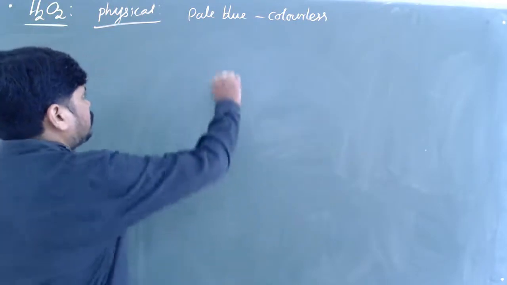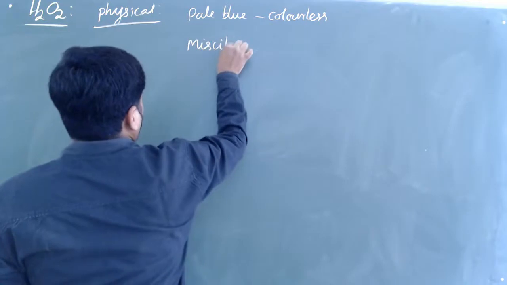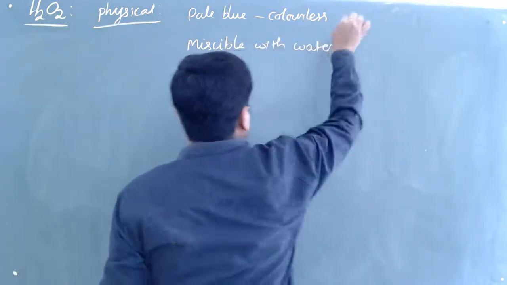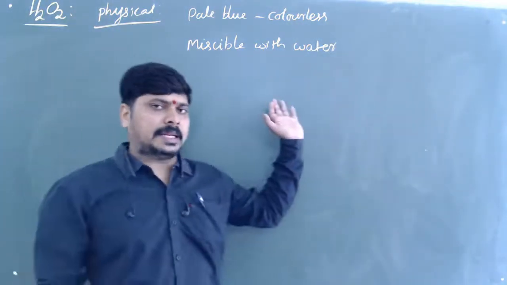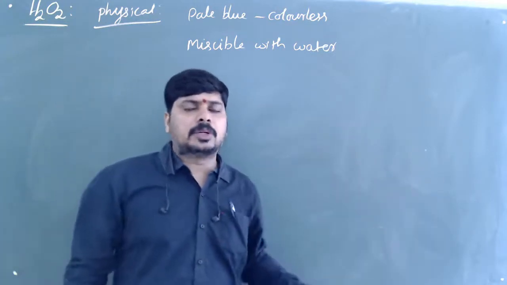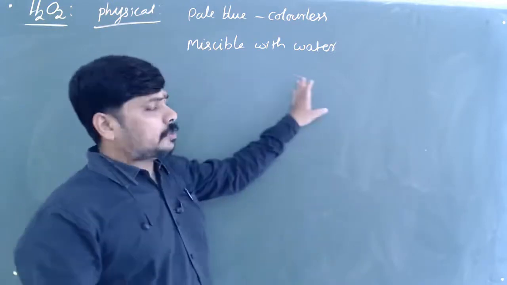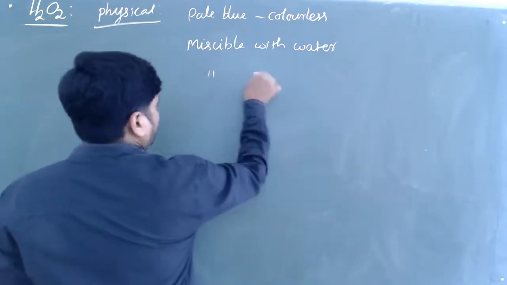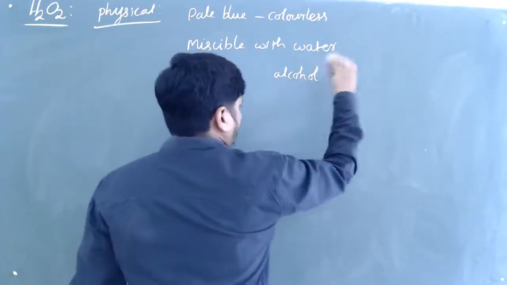Now this one is going to be miscible with water in all proportions. That's why we took earlier 1%, 30% and 85% H2O2, where the rest is nothing but the water composition. So it is miscible with water in all proportions, and it can also be miscible with alcohol and ether.